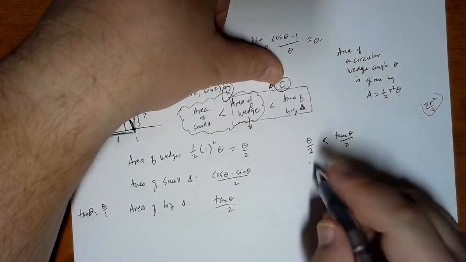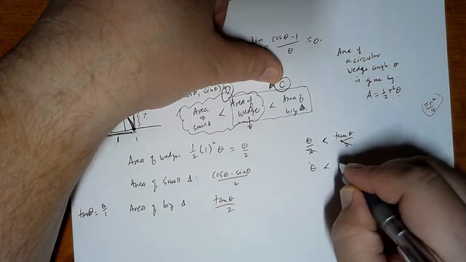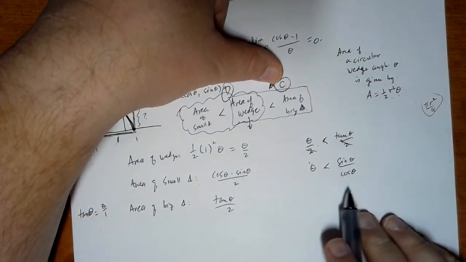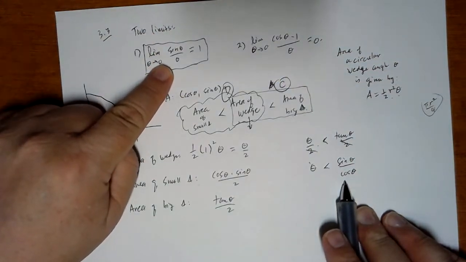Okay, so that means right away you can just drop the 2's, right? And then we'll have theta is less than sine of theta divided by cosine theta. Now, remember what I'm after. I'm after sine of theta over theta.